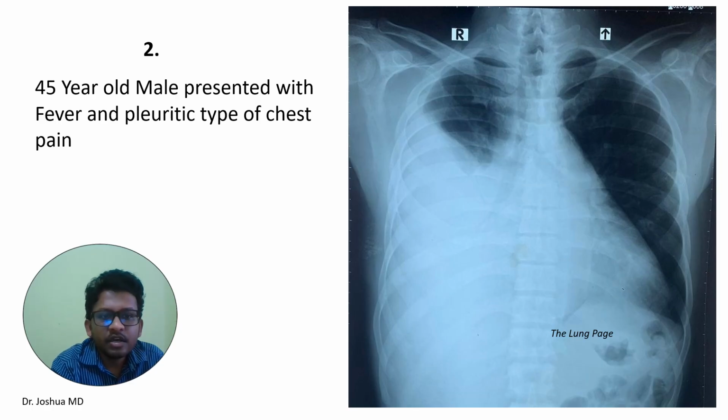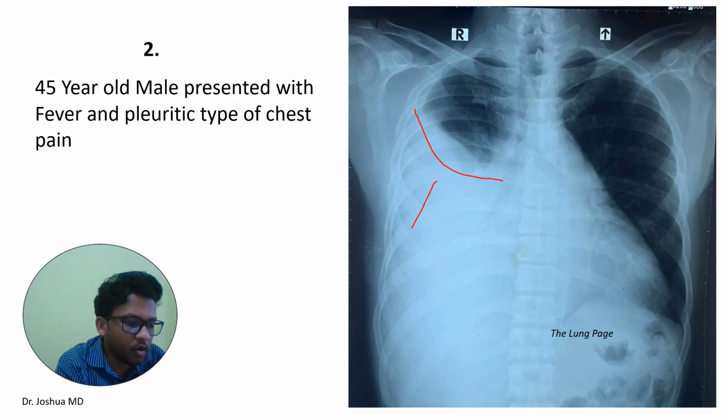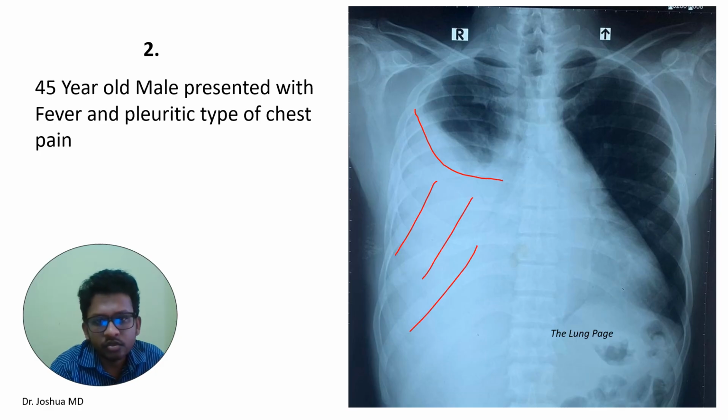The second question is a 45-year-old male presented with fever and pleuritic type of chest pain. So this is his chest X-ray. How can you interpret this chest X-ray very quickly with the ABCD order? Airway, bones, and cardiac contour, everything is normal. You can see here on the right side there's a homogeneous opacity. So with that, this is called pleural effusion.